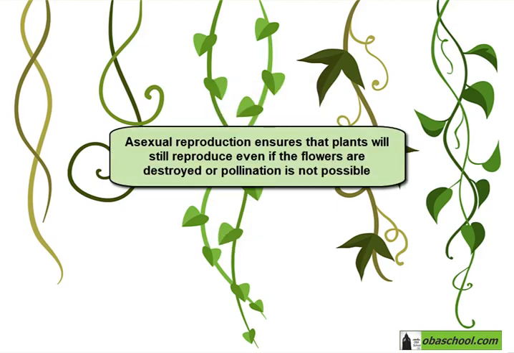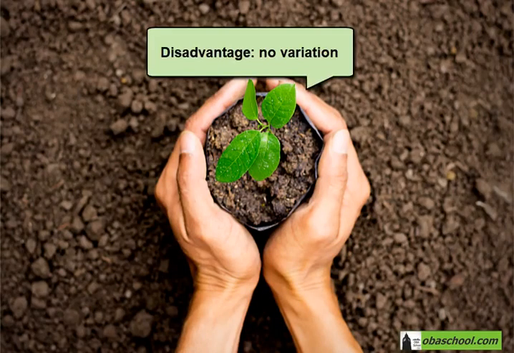Asexual reproduction means that the new plants are formed even if the flowers are destroyed by frost, or if they are eaten, or if they fail to be pollinated. The main disadvantage is that the new plants are identical to the parents and no variation is introduced.